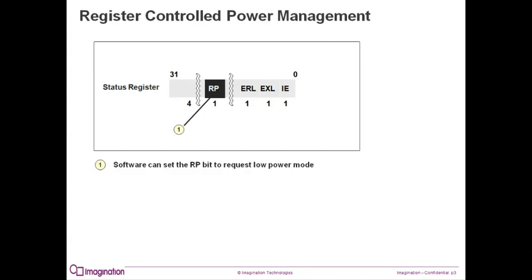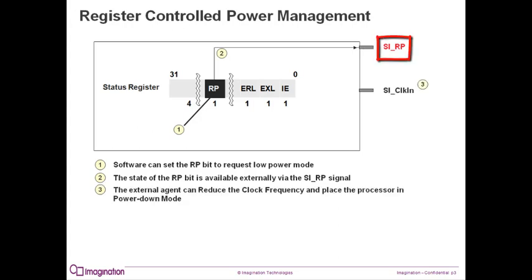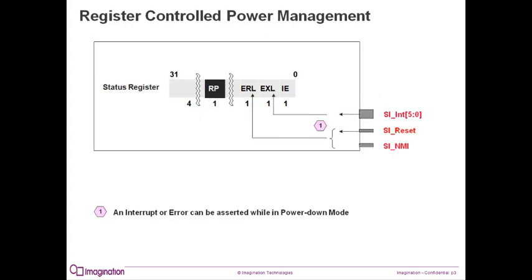Your code can decide when to request low power mode by setting the reduced power bit in the coprocessor 0 status register. When the reduced power bit is set, the core will signal the external interface through the system interface reduced power pin. The external interface will determine if it can reduce the clock frequency.